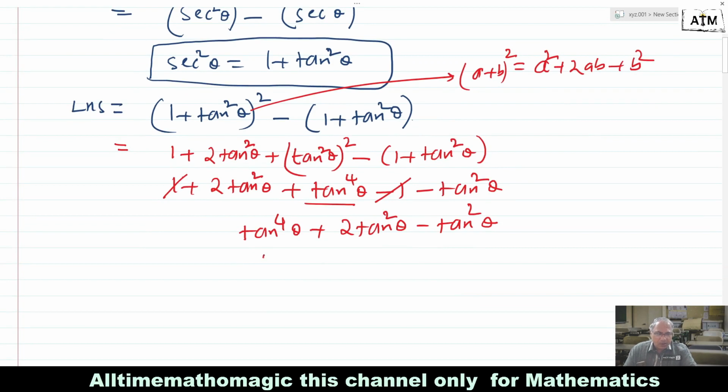I am writing all the steps to make you understand. I am doing the problem to make you understand, not for me. Therefore, I am writing all the steps. Now 2 tan square theta minus tan square theta is nothing but tan square theta. This is nothing but RHS. Therefore, LHS equals RHS, proved.